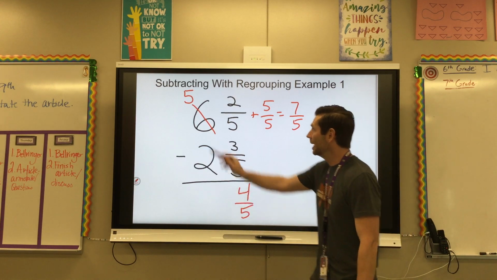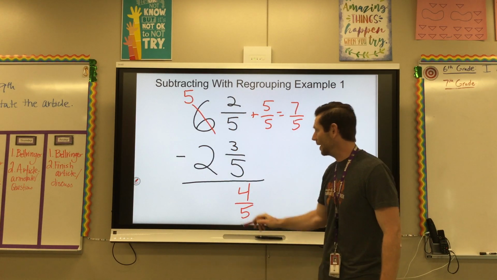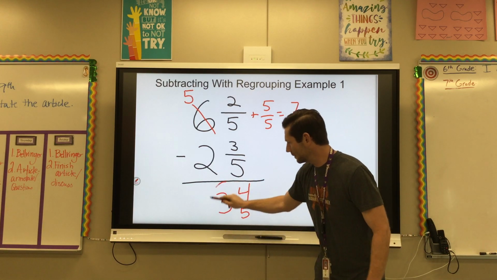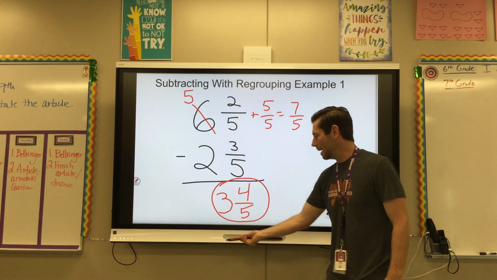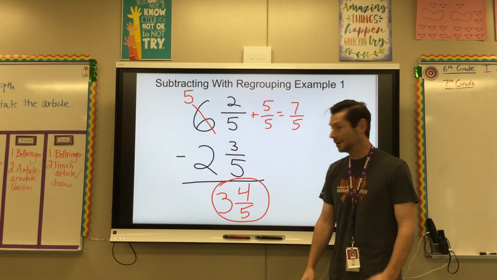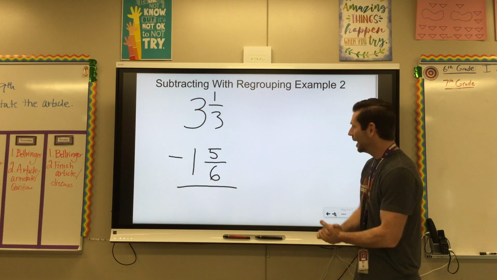And then don't forget, I'm going to subtract my whole numbers. 5 minus 2 gives me 3. It's in simplest form. Everything's good on that problem. All right, this is where I'd ask for questions, but you're not here to ask me questions. So I'm going to go on to the next one.